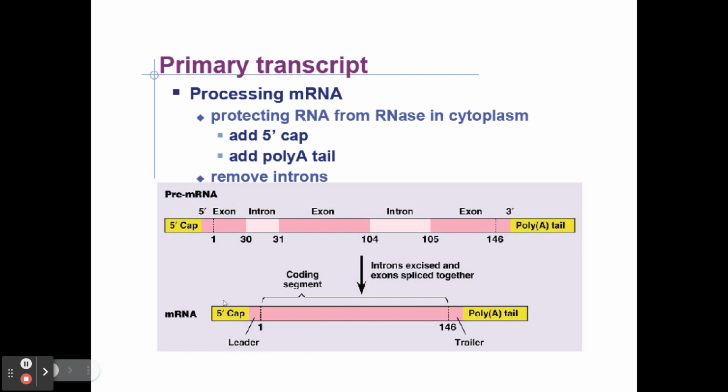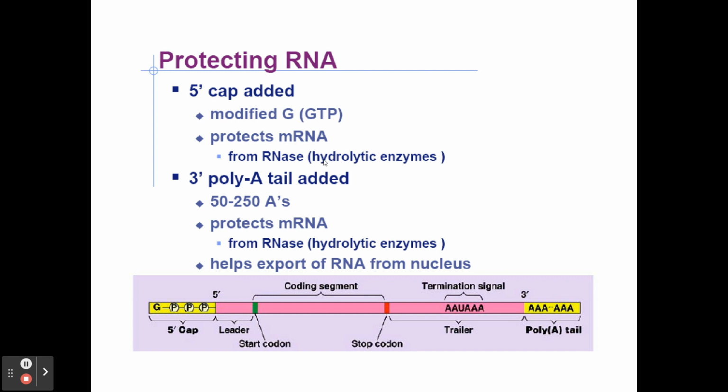The 5' cap helps to prevent degradation from the front end, and also plays a role in helping to deliver that particular messenger RNA to a specific site in the cell. All right, again, there's our 5' cap. It is a modified guanine, GTP, and protects the RNA from hydrolytic enzymes. Our 3' poly A tail again protects the messenger RNA, also determines how long that messenger RNA molecule will be active in the cytoplasm, and does help export it from the nucleus.